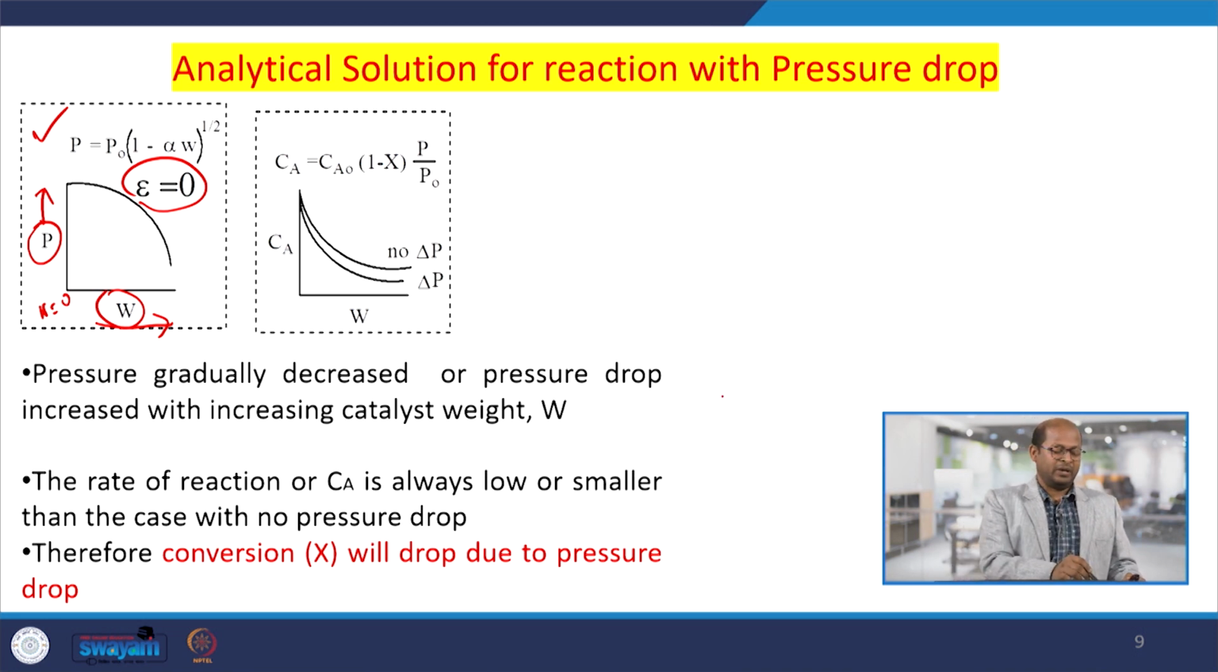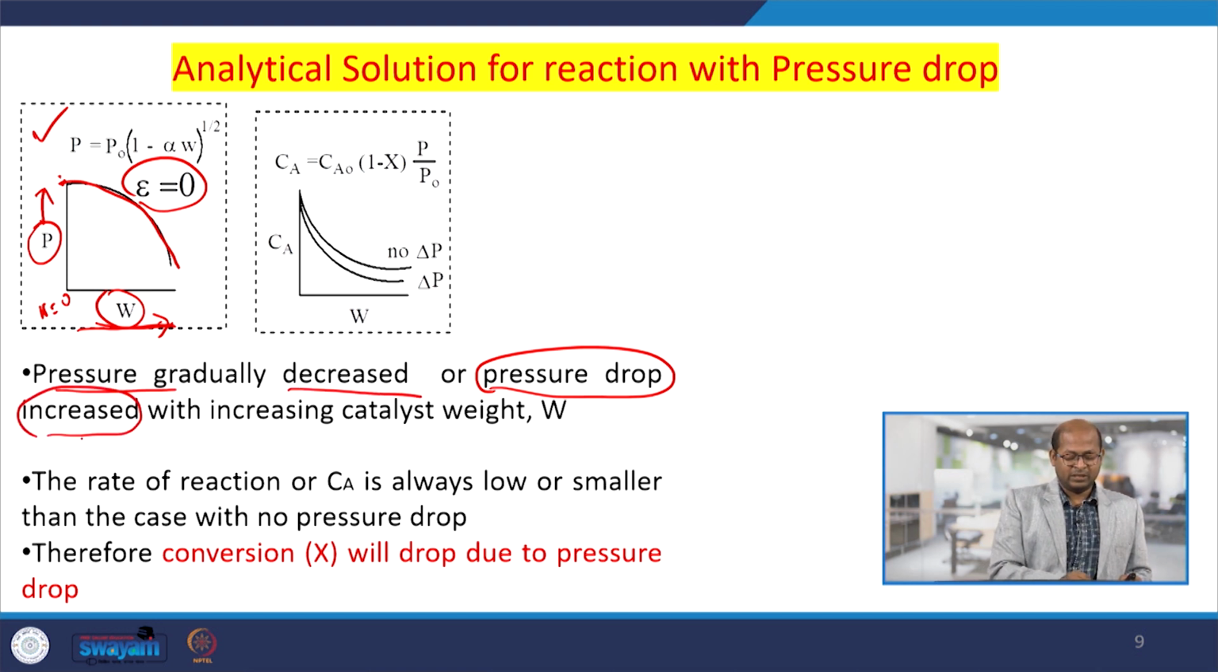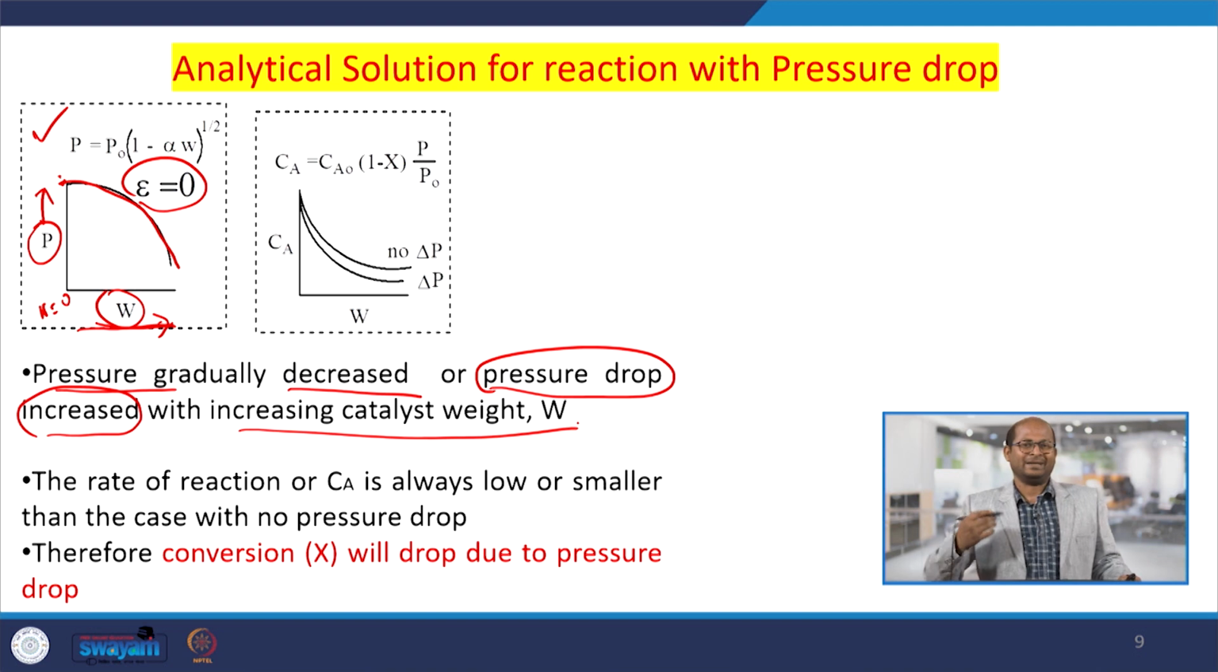So, then what would happen? The initial pressure and final pressure would be the same. Inside of the reactor, anywhere, there are no changes of pressure or pressure drops. So, then it would be here. Once we increase the weight of the catalyst, the pressure inside of the bed gradually decreases, and the overall pressure drop increases. So, pressure gradually decreases and pressure drop increases with increasing weight of the catalyst in packed bed reactors.